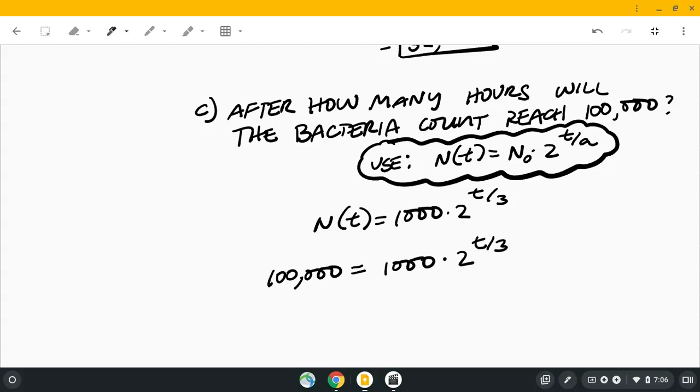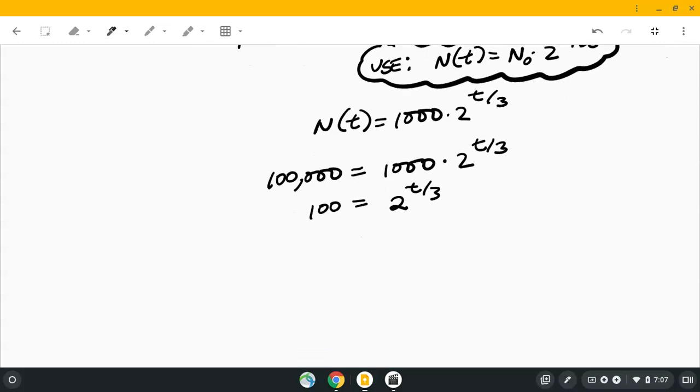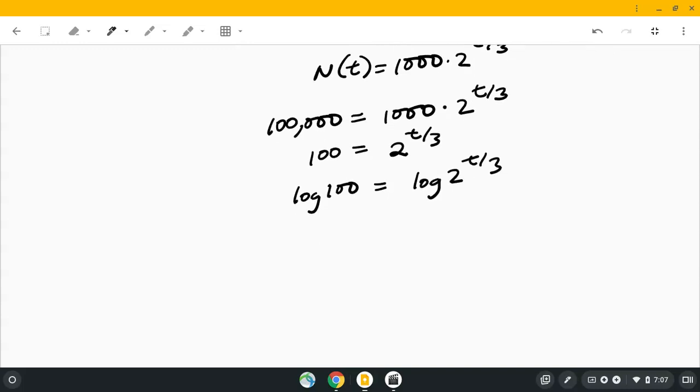We all know how to solve for t now, because we spent a lot of time in the previous sections learning how to solve exponentials. So divide both sides by 1,000. We get 100 equals 2 to the t over 3. I'm going to use log to solve for the exponential, so I'm going to take the log of both sides. Taking the log of both sides allows me to bring down the exponent t over 3.